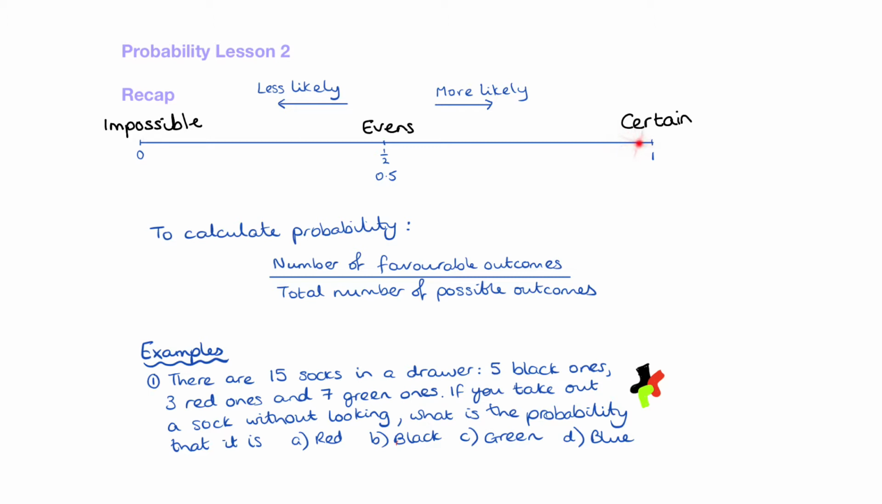So the further we get towards this end, the more likely it is. Okay? So for example, something around here would be quite likely to happen.